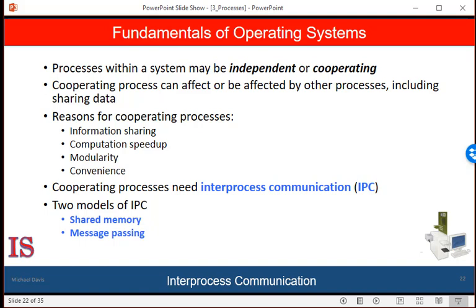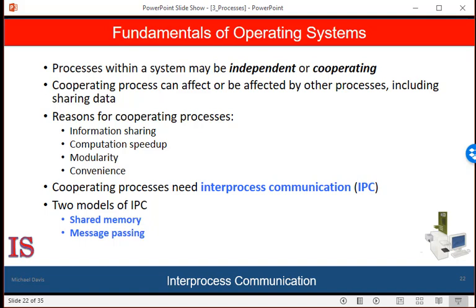For example, information sharing. Several applications need the same piece of information, for example, copying and pasting. We must provide an environment to allow concurrent access to such information. Also, computation speedup. If we want a task to run faster, we have to break it into subtasks, each of which will be executing in parallel with the others. Notice that such a speedup can be achieved only if the computer has multiple processing cores. And then, of course, there's modularity. We may want to construct the system in a modular fashion, dividing the system functions into separate processes or threads.